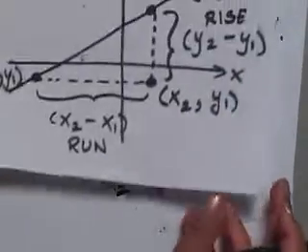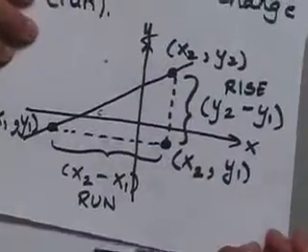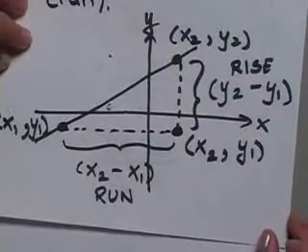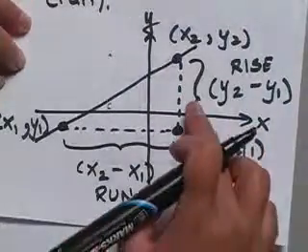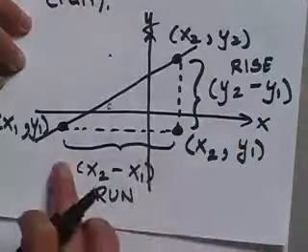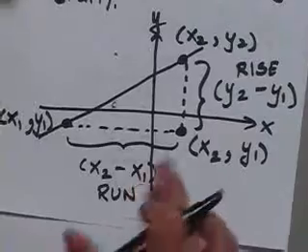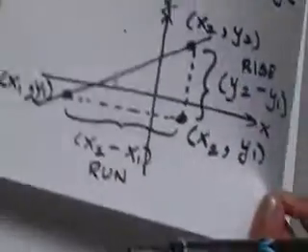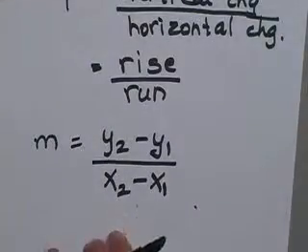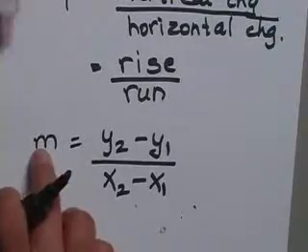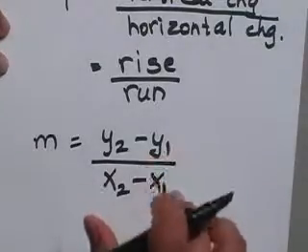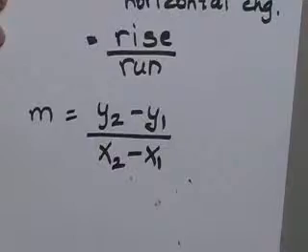Again, remember from our graph here, we had the vertical change, which was y2 minus y1, and then we had our horizontal change, which was x2 minus x1. So I'm just using these two values here to come up with my slope formula. So your m, your slope, is the vertical change over the horizontal change.